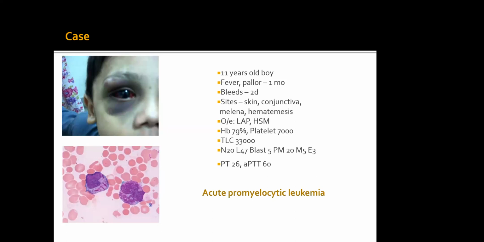Often they land up in the ICUs itself with a lot of bleeding from all spots. So skin, conjunctiva, melena, hematemesis as well. You have hepatosplenomegaly present, and when we do the bone marrow, we get these classical AML-shaped cells, but you also can see these rods that you see over here. These are called faggots or rods, and this is classical for APML.